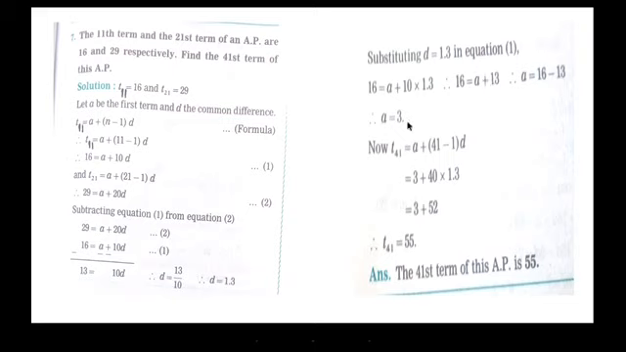Now we have got the value of A and we also have the value of D. So now we can find the 41st term, that is T41 is equal to A plus (41 minus 1) into D. A is 3, so that is equal to 3 plus 40 into 1.3, that is 3 plus 52. Therefore T41 is equal to 55. So the 41st term of this AP is 55.